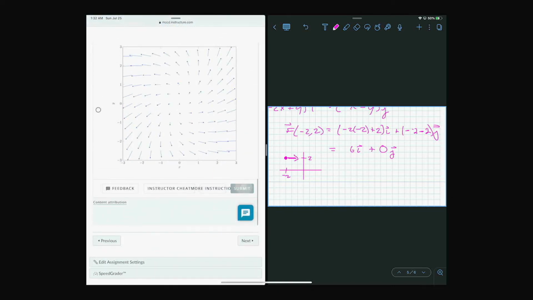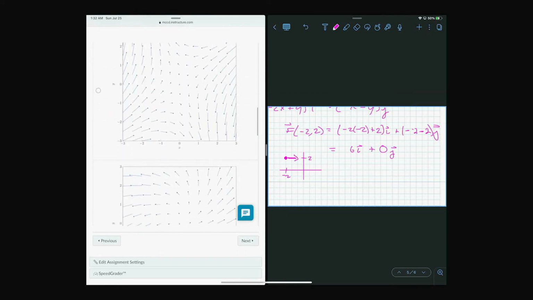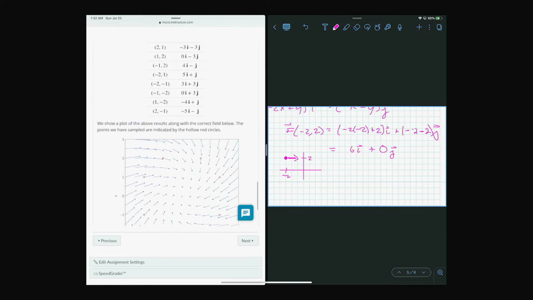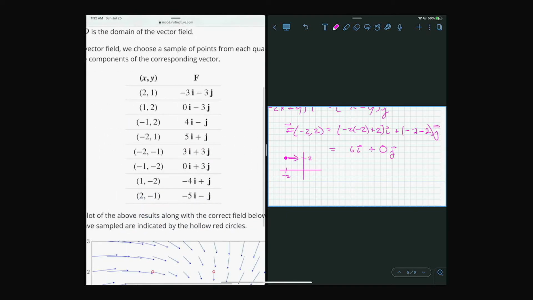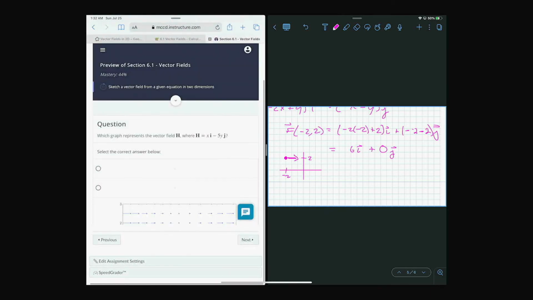So you don't really need to use a computer. You can get them right just by calculating one point a lot of times. Does it point up? Does it point down? Does it point left? Does it point right? That's all you need. This is how many they plotted to try to figure it out.